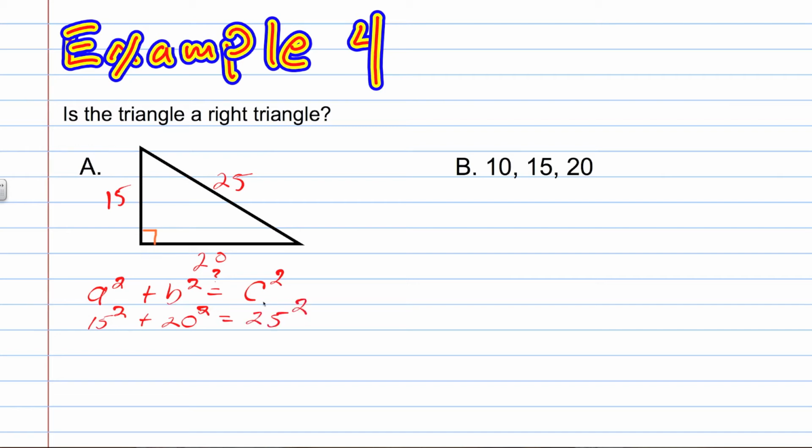If you know your squares, if you have a good math teacher, they made you memorize the squares from 1 to 25. 15 squared is 225. 20 squared is 400. And that's supposed to be equal to the square of 25, which is 625. And in fact, 225 plus 400 is 625. So these sides do in fact form a right triangle. So this is a right triangle.